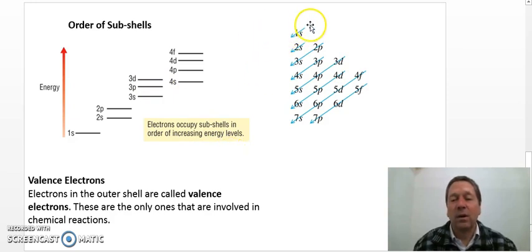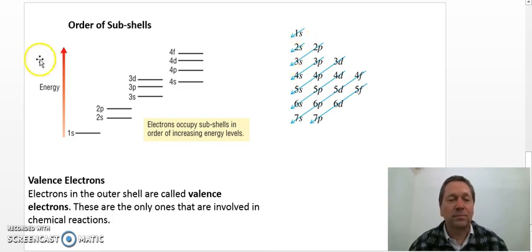So the order of filling goes like this. First it's the 1s, then it's the 2s, then it's the 2p, then it's the 3s, then it's the 3p, then it's the 4s. That's where the change happens. Then we get the 3d, then the 4p. We don't go to 4d next, we go to 5s, and then 4d, 5p, 6s, 4f, 5d, 6p, and so on all the way through. So this little diagram can explain or help us predict the order of the filling of the shells. Now there are some complications that come along later, but don't worry about that.